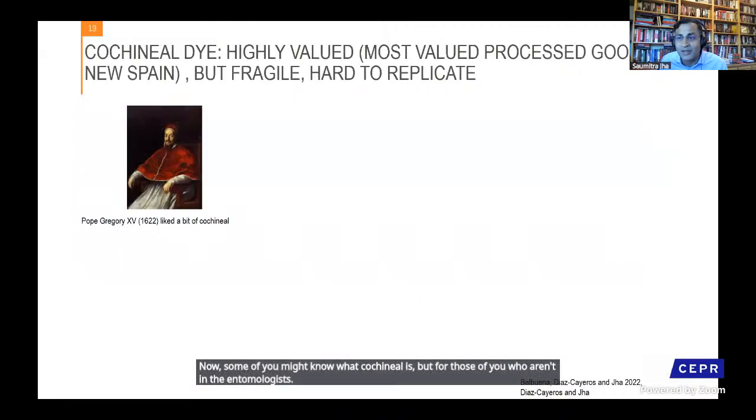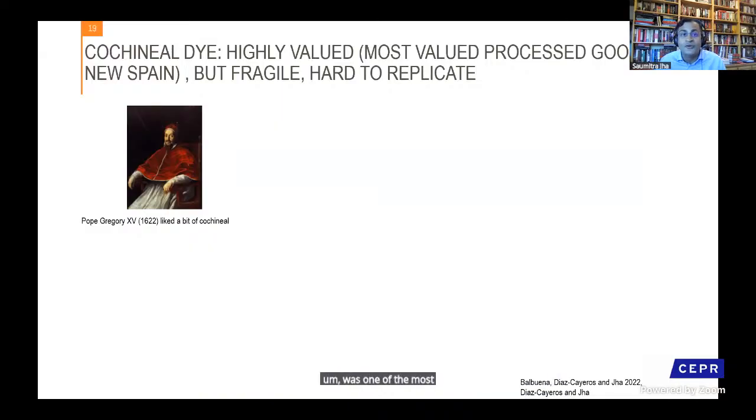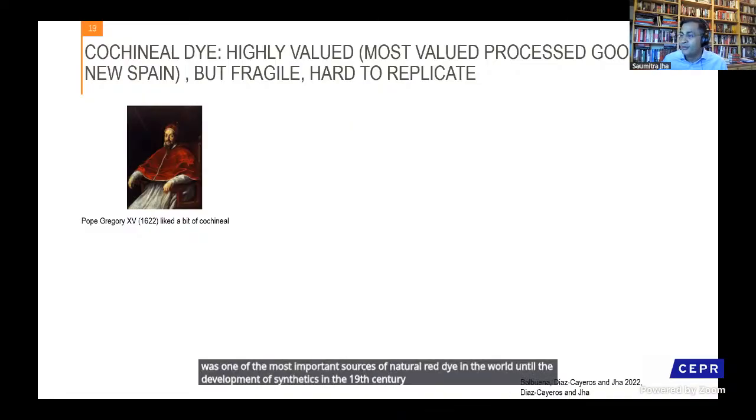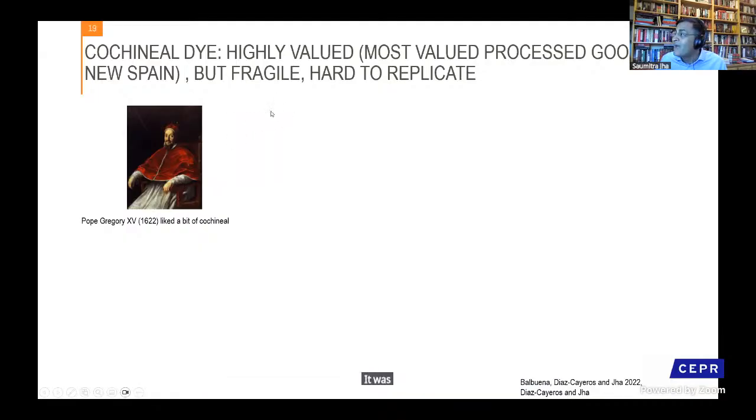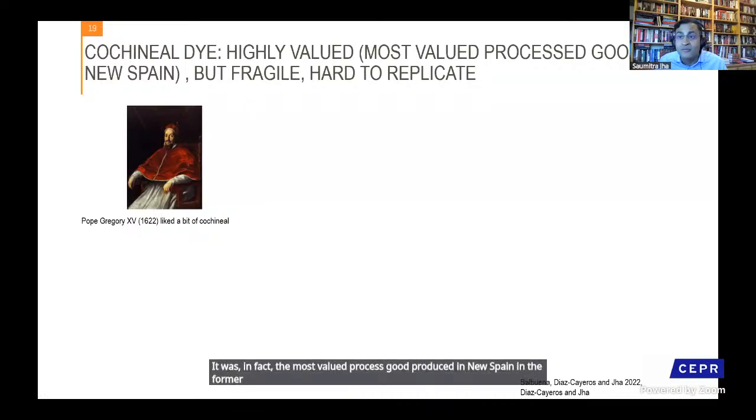Now, some of you might know what cochineal is, but for those of you who aren't entomologists, let me describe what it is. Cochineal was one of the most important sources of natural red dye in the world until the development of synthetics in the 19th century. Popes and kings and cardinals used to love wearing their bright reds. The ones that you see in these pictures often were dyed with cochineal. It was, in fact, the most valued processed good produced in New Spain, the former colonies of Spain in Mexico.